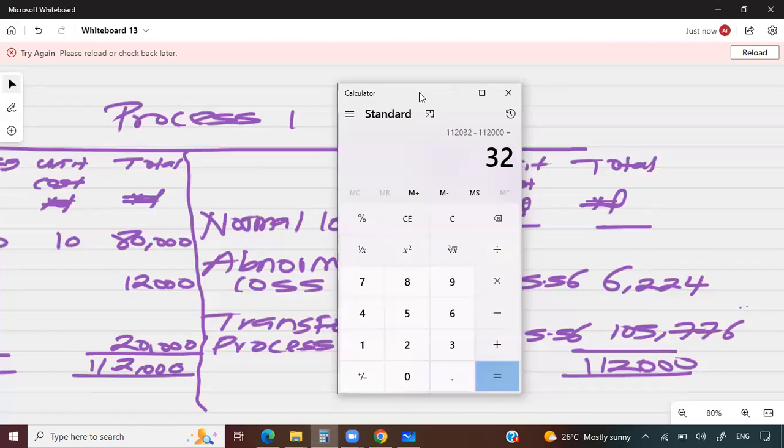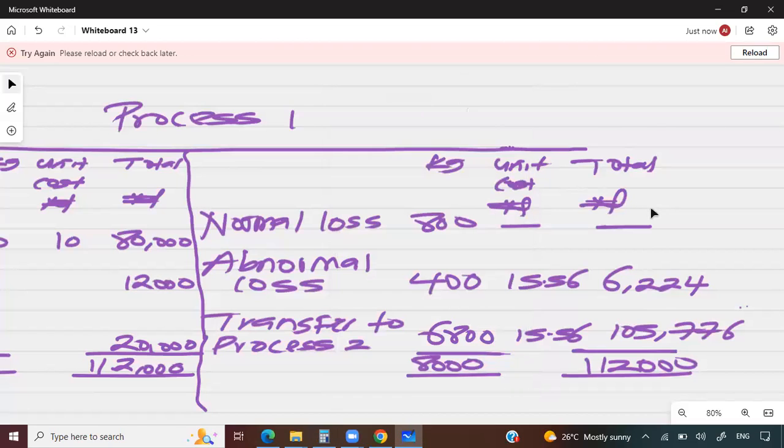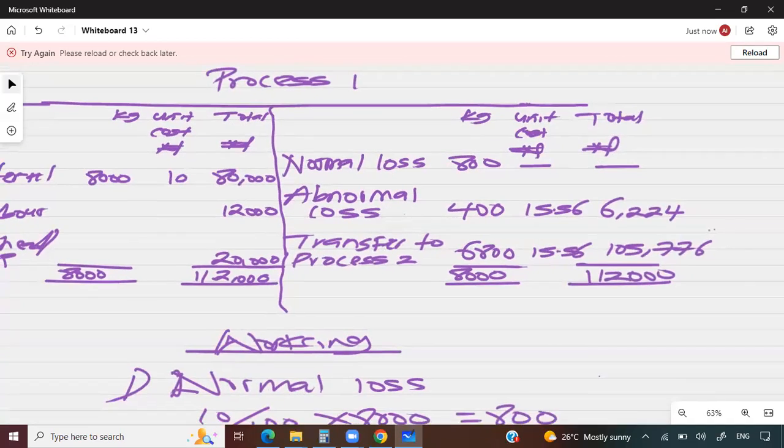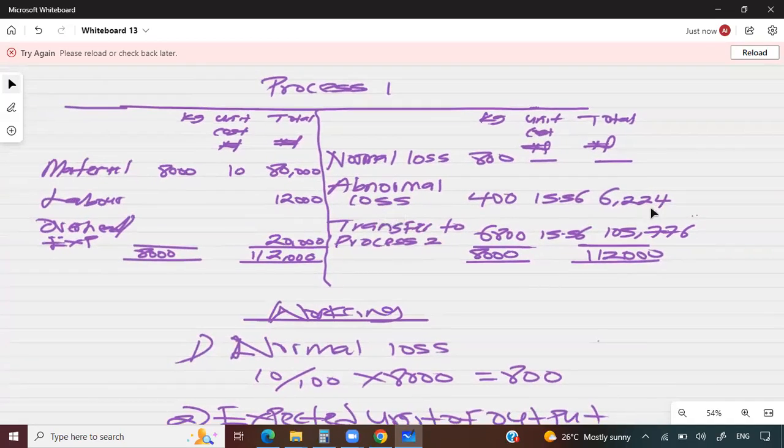Okay, so this is the end of process one. Let me zoom it out. Then we'll go to the next process. This debit side is like input, and this is like the output. You are crediting the process one account. You now get to process two, debit process two account with 6,800. So we'll go to process two.